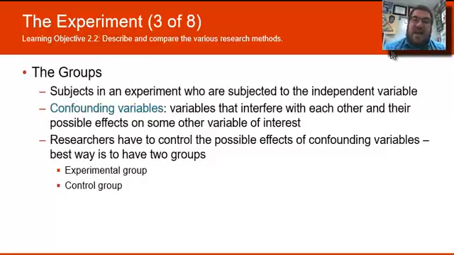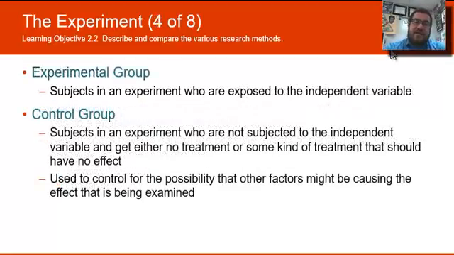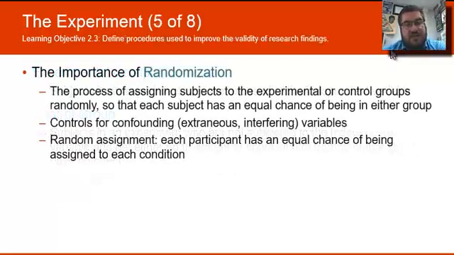But the point is to have two groups, an experimental group and a control group. The experimental group is the one that is exposed to the independent variable. The control group is not exposed to the independent variable, and they usually get no treatment or a treatment that could have no effect, and we call that a placebo.